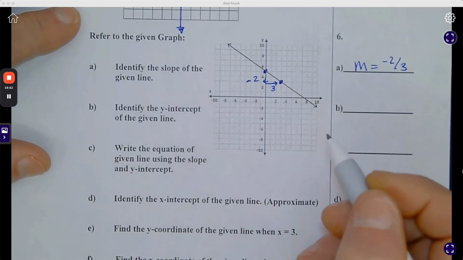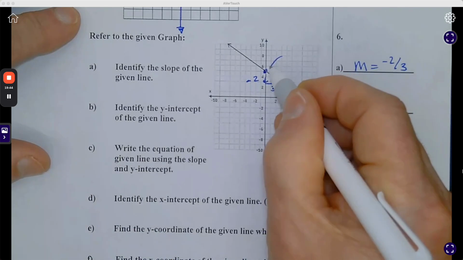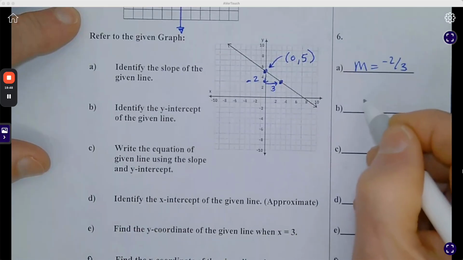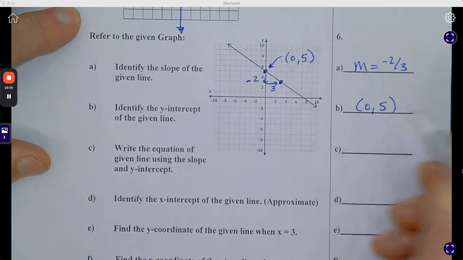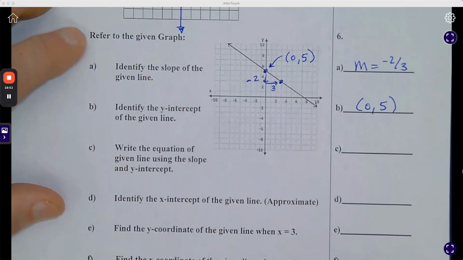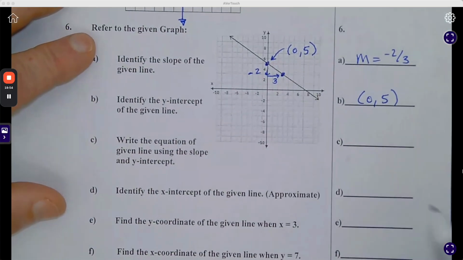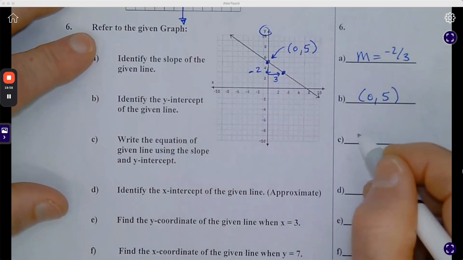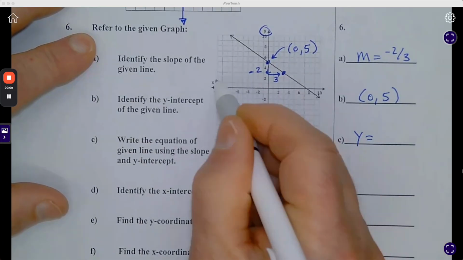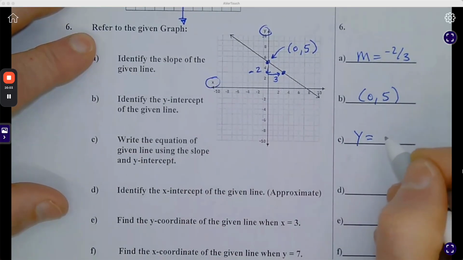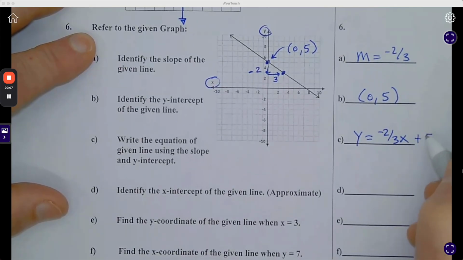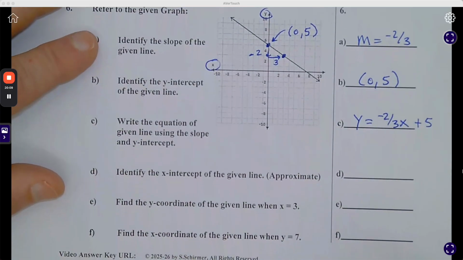Now the y-intercept is where you cross the y-axis. We cross the y-axis right there. That's at (0, 5). So my y-intercept is (0, 5). Now let's write the equation of the line. All right, I can do that. Notice how the output variable is y, so I'm going to call it y. The input variable is x, so I have y = -2/3 x + 5. All right, that's not bad.